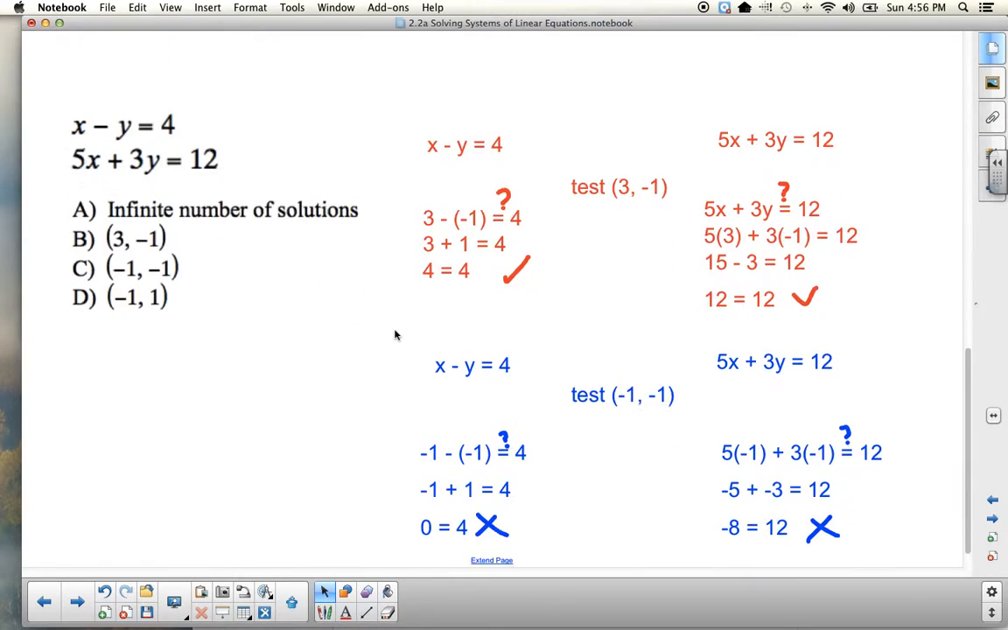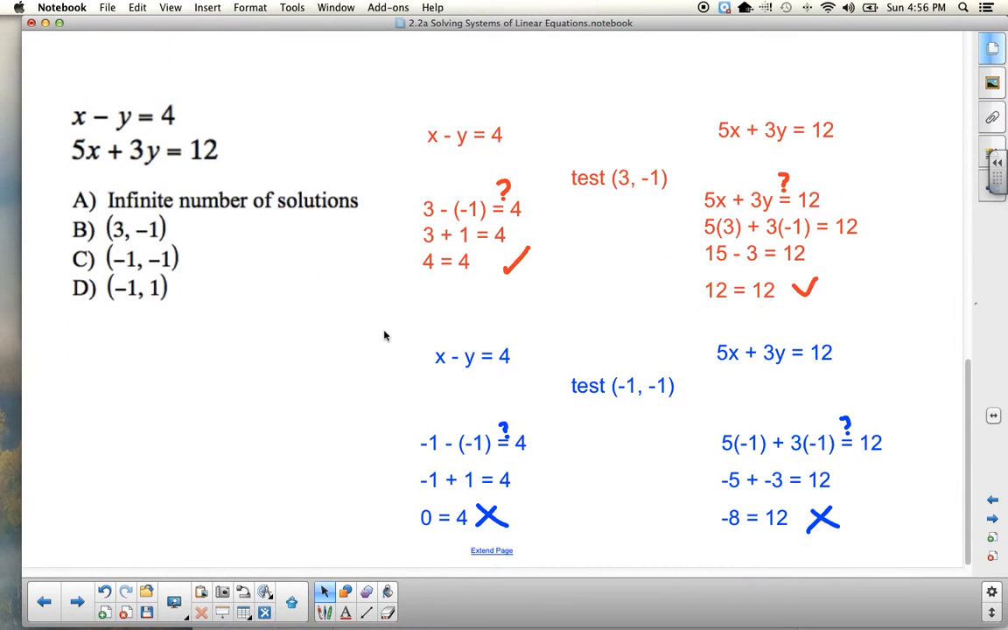This next example here, we have a possibility of an infinite number of solutions. It's kind of hard to check that without graphing, so I went ahead and put in the 3, -1. It works. You can see my math here that I got true statements for both of these equations, so therefore that 3, -1 must be my correct answer.